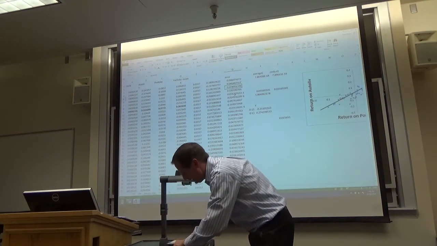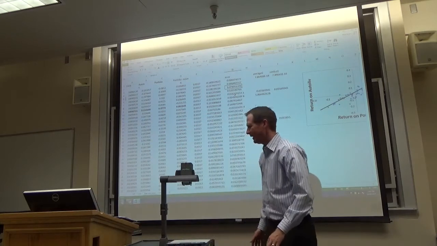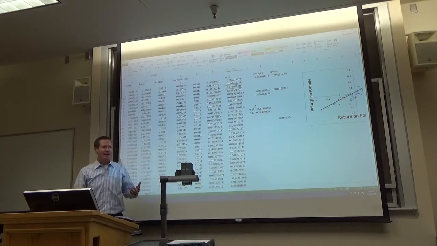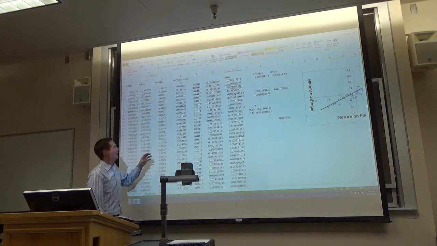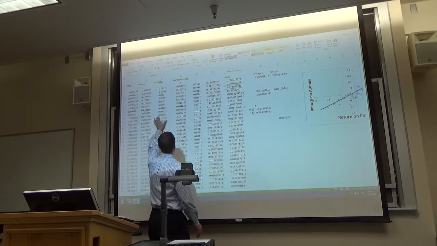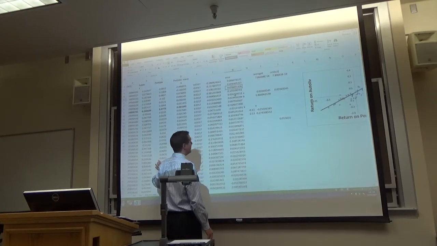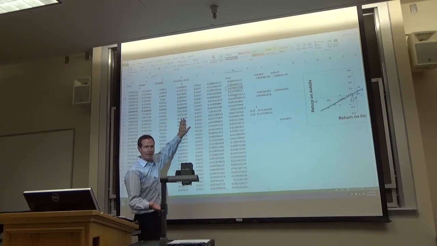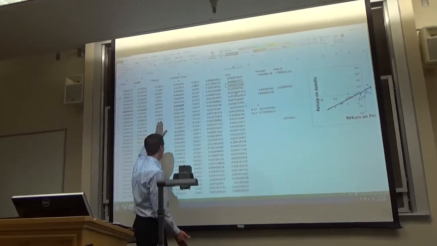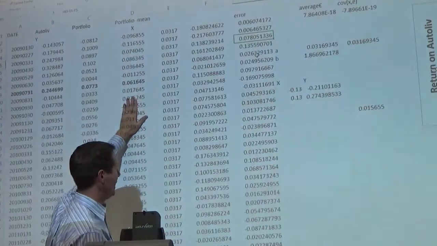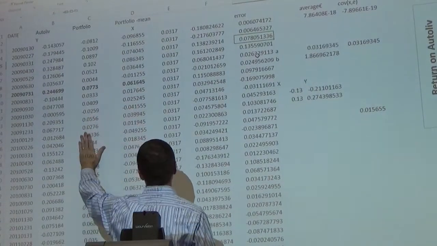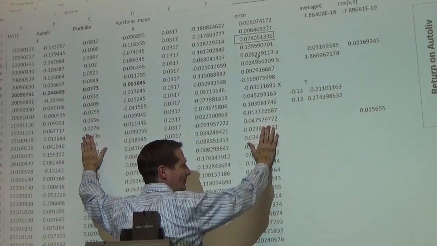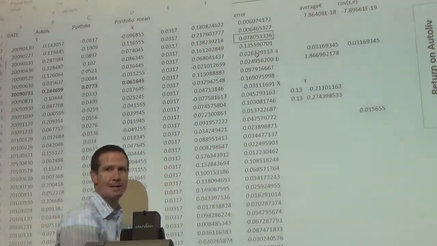Oh, and in the homework, it uses these terms, systematic and unsystematic shocks. When this is the market portfolio, we call these systematic shocks. It's just a matter of terms. When it's not the market portfolio, we call these unsystematic, idiosyncratic, or firm-specific. So those are terms that you should be aware of.